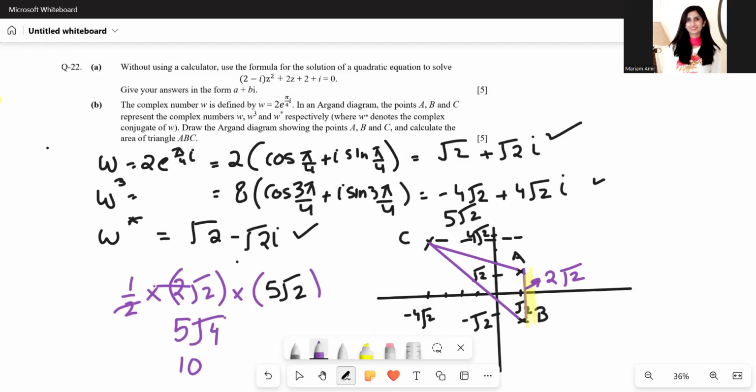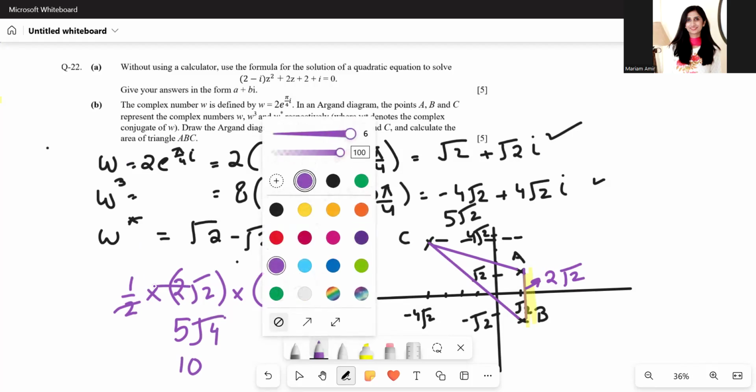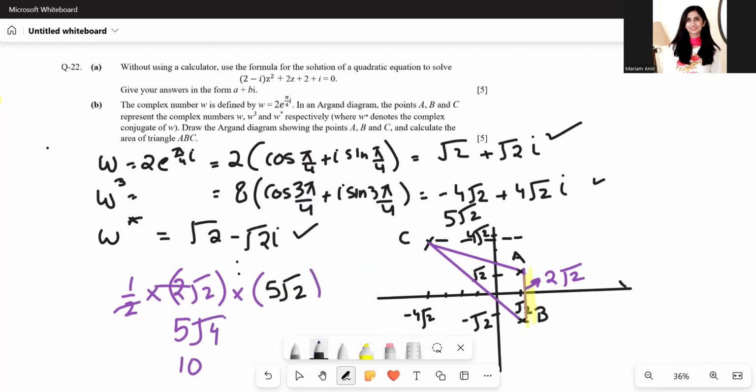And please make sure you label the Argand diagram. This would be x and this would be iota.